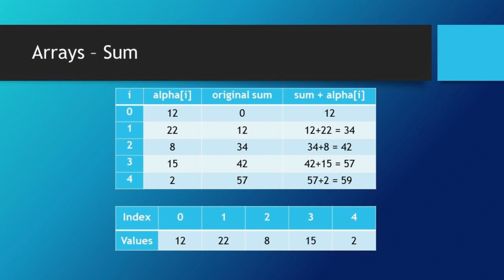The last time through the loop, I has a value of 4. Alpha sub 4 has a value of 2. We will add 2 to the value of sum, 57, and now we have 59. For this code, each value in alpha is added to the sum, one at a time, to create the total of all the values in the array. In other words, this code finds the sum of all the values in the array.